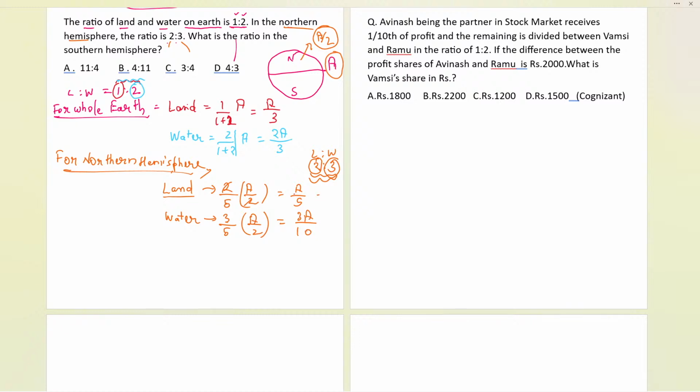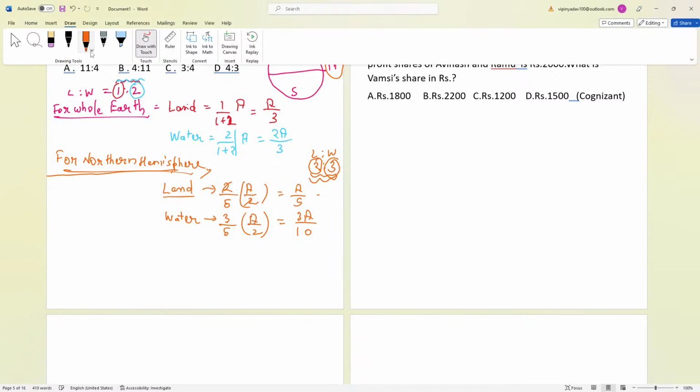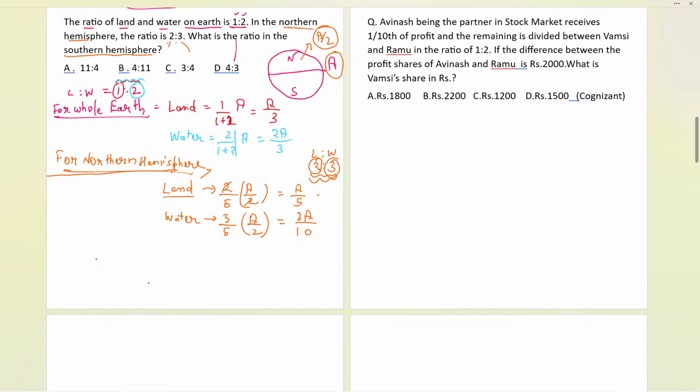These are for the northern hemisphere. We need the southern, so let us calculate for the southern part as well. Here again it is A by 2 only. But let me tell you, we know the complete earth and we know the complete north. Can we subtract? Yes. Total land part minus the northern region will be the land of the south.